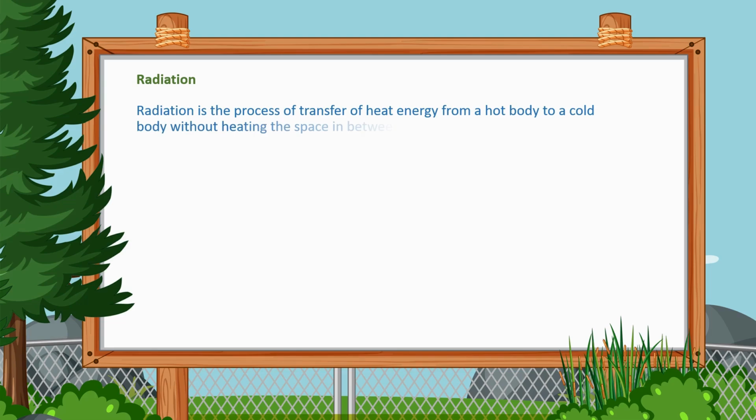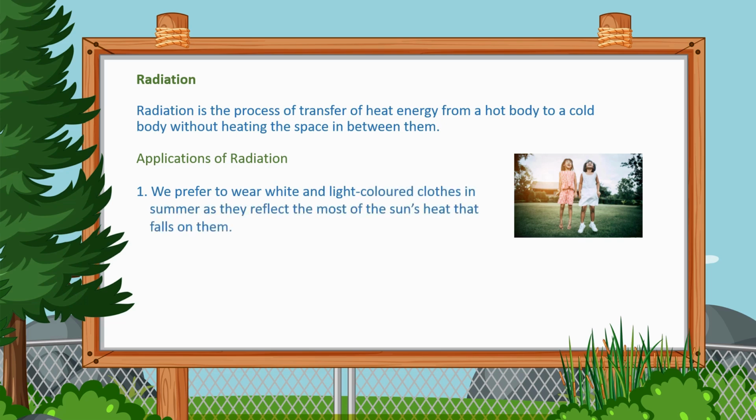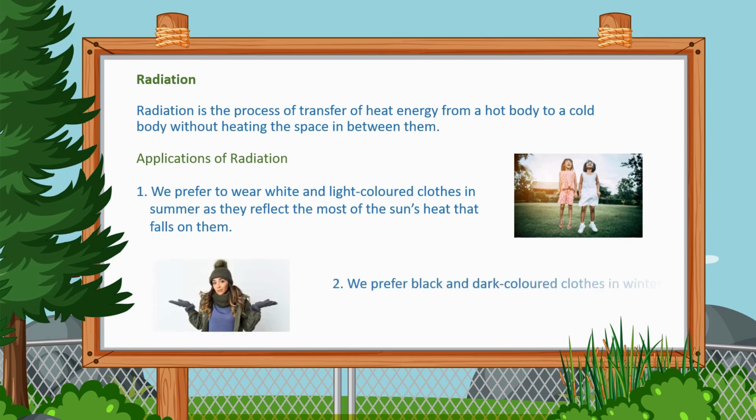Radiation. Radiation is the process of transfer of heat energy from a hot body to a cold body without heating the space in between them. Applications of radiation. 1. We prefer to wear white and light-colored clothes in summer as they reflect most of the sun's heat that falls on them. 2. We prefer black and dark-colored clothes in winter as they absorb most of the sun's heat.